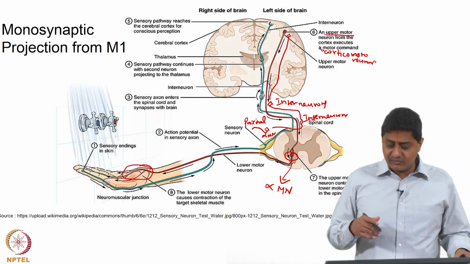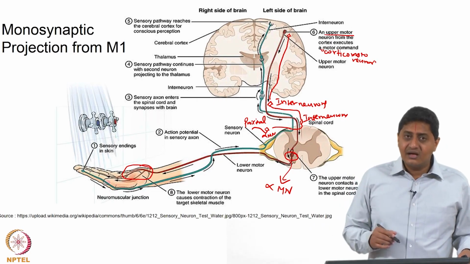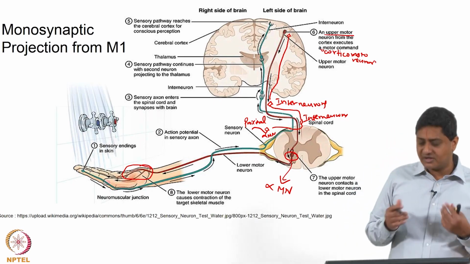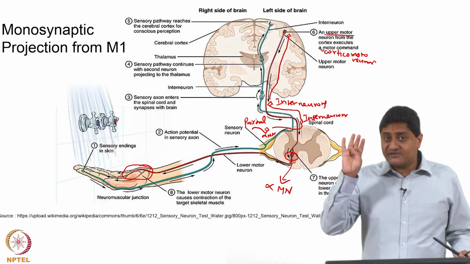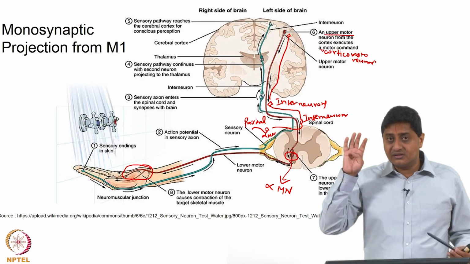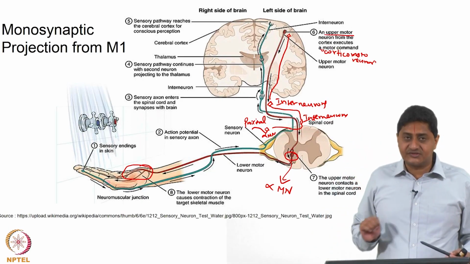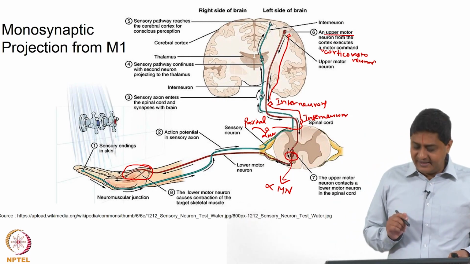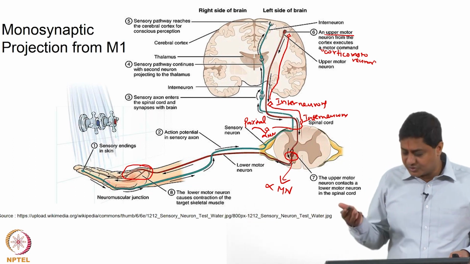Also, the distal most point of the leg are also controlled through interneurons. So, it is not a case of what is distal or what is proximal. In other words, the distal most points of the upper limb are controlled by the monosynaptic projections, whereas the toes, for example, the toes of the leg are not controlled by the monosynaptic projections from corticomotor neurons.